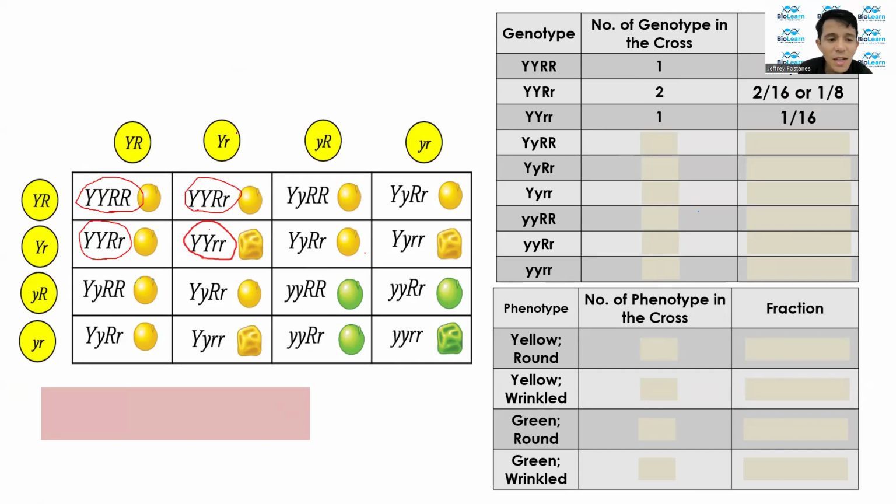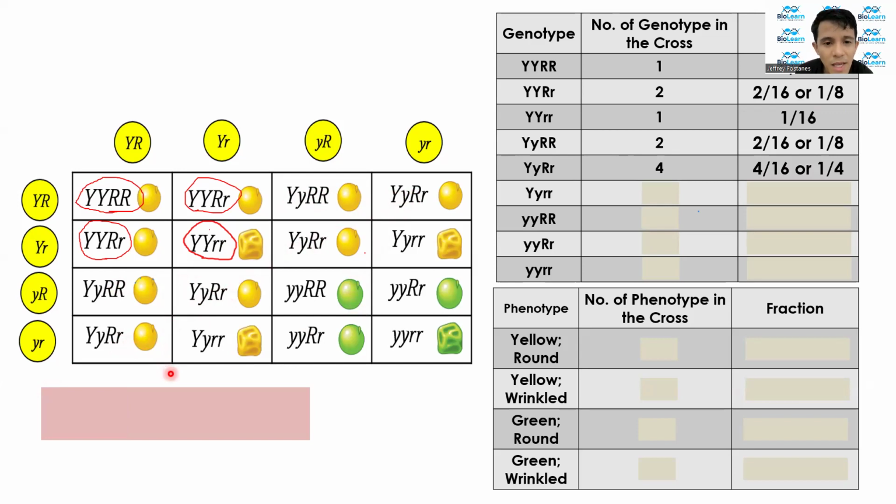Okay, next, how many heterozygous Y and homozygous dominant R do you have? So you have here 1, 2. So we have 2 or 2 over 16. Next, heterozygous Y, heterozygous R. How many do we have? We have 1, 2, 3, 4. So that's 4 or 4 over 16 or 1/4.